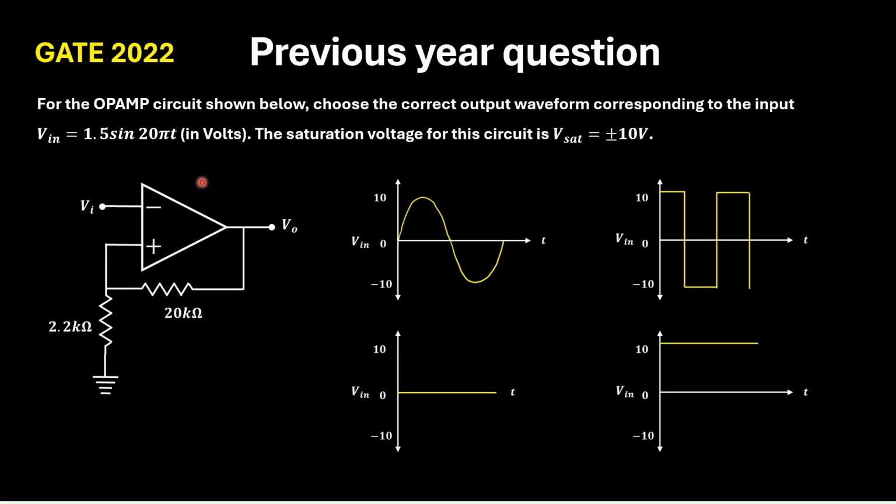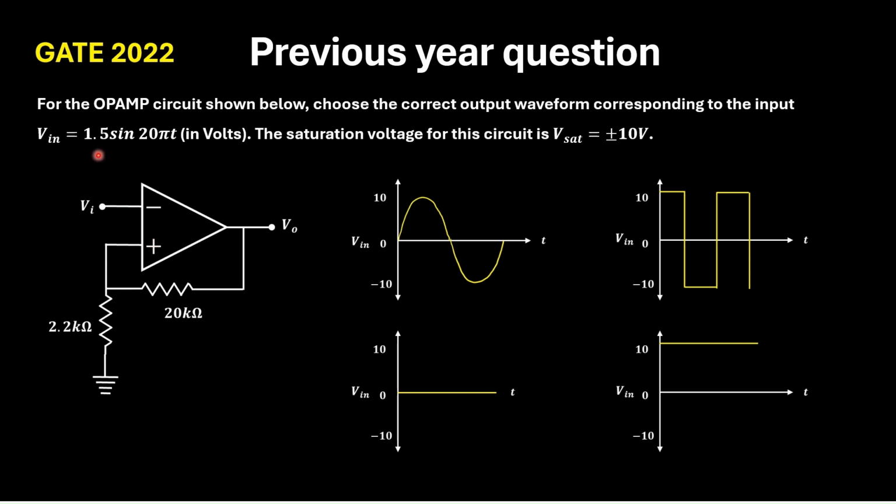This question was asked in GATE 2022. We are given an OPAMP circuit, and a time varying input signal is applied, and the saturation voltage is given as plus minus 10 volt. Now if we look at the circuit, the feedback is applied to the non-inverting terminal, so it is a positive feedback.